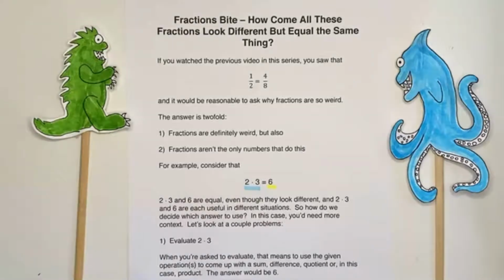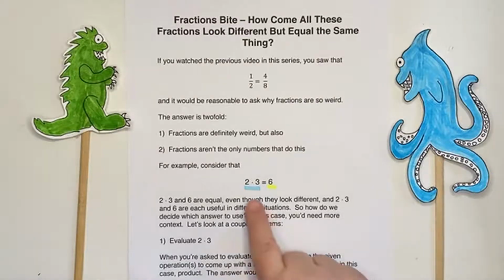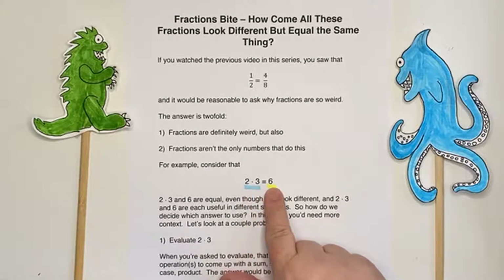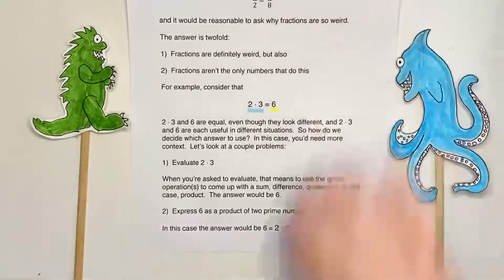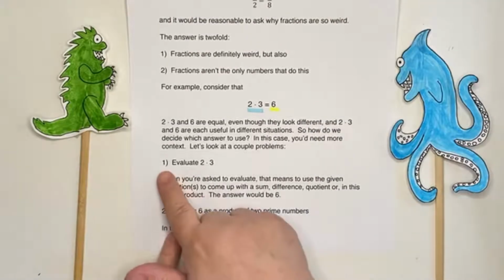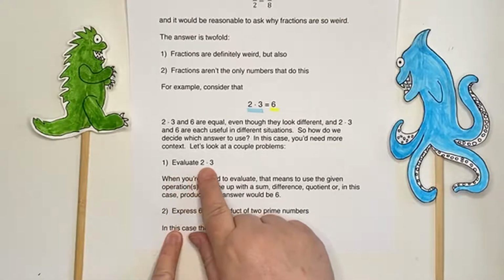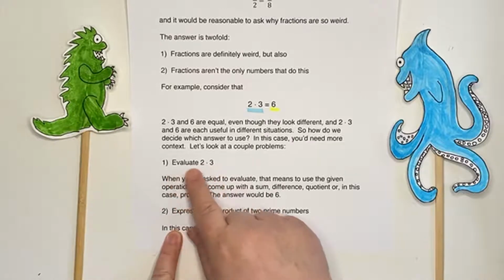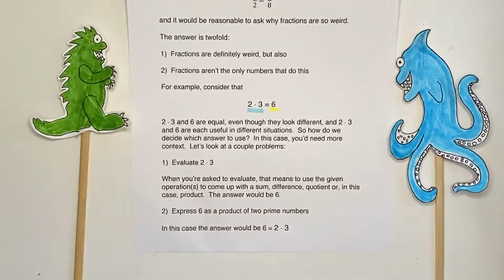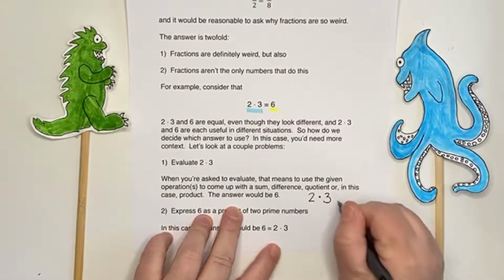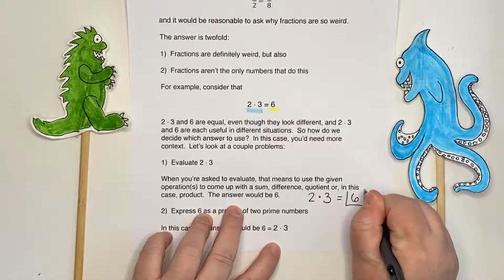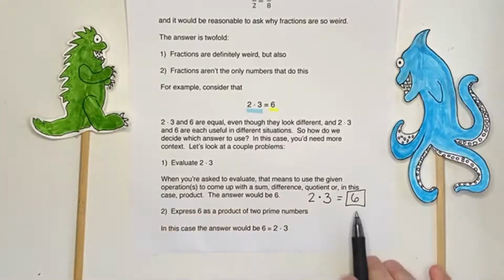So let's take a look at why we would have two different ways to talk about 2 times 3 equals 6. Well, we have to check for context. So I've written a couple of sample problems. The first problem says evaluate 2 times 3. Now, if I say, hey, what's 2 times 3? You would say 2 times 3 equals 6. And so the answer you would give was the single number 6. And you're showing that you know your times tables or you know how to use a calculator.